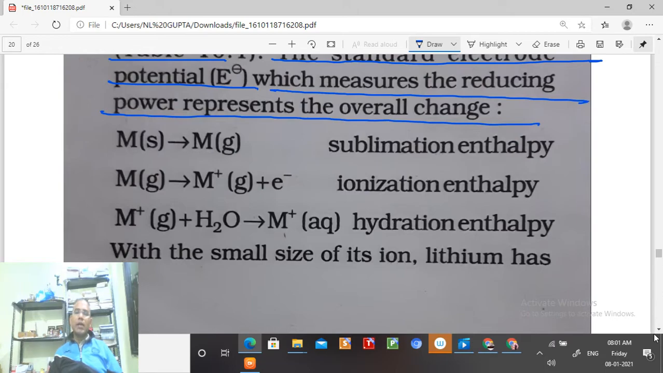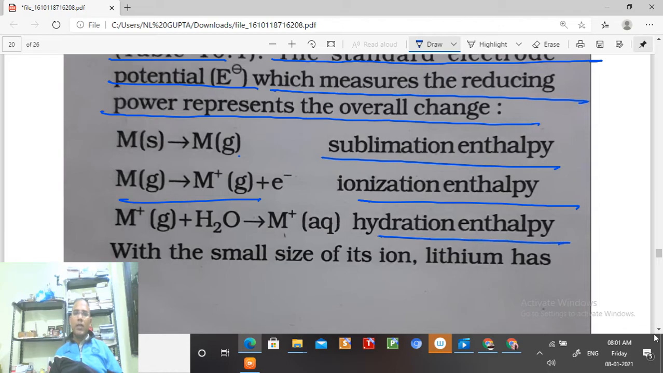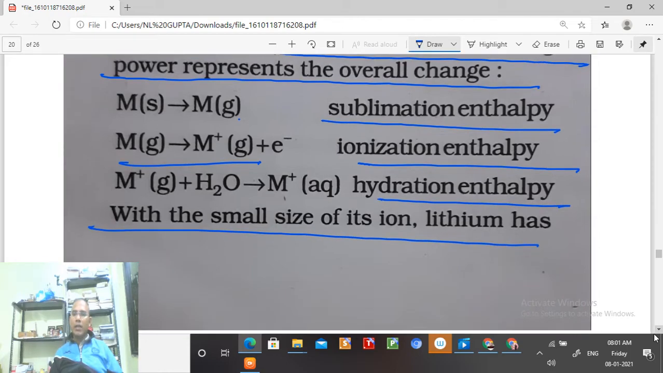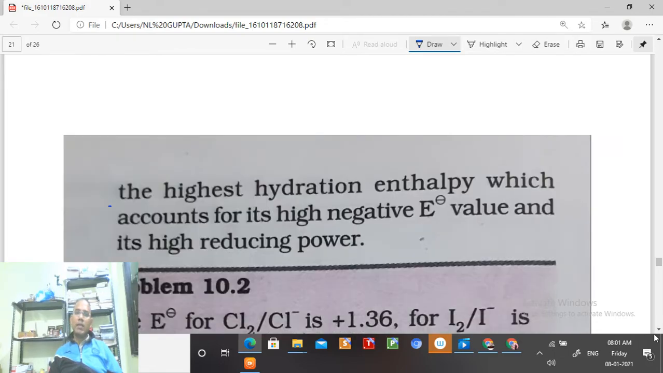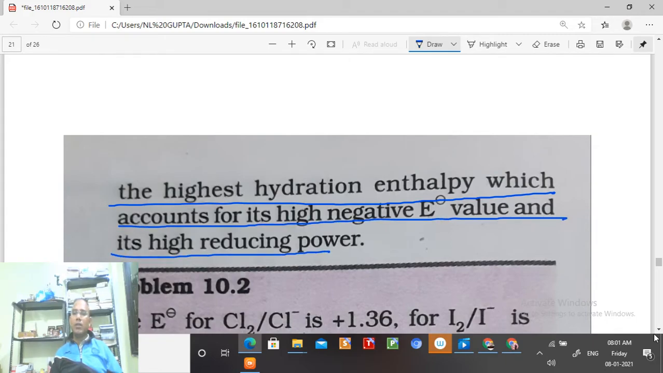Like that, M solid changing to M gas, that is sublimation energy. M gas losing an electron is ionization enthalpy. M plus reacting with water, that is hydration. Due to its small size, lithium has the highest hydration enthalpy, which accounts for the high negative E naught value, and that is high reducing power.